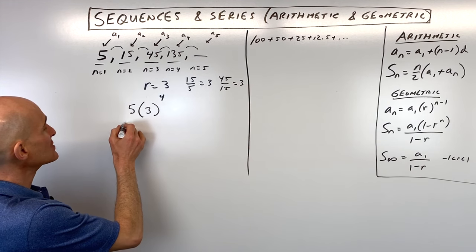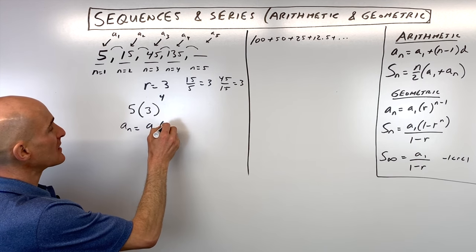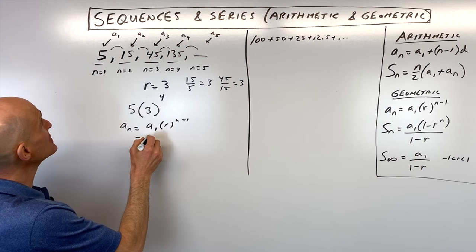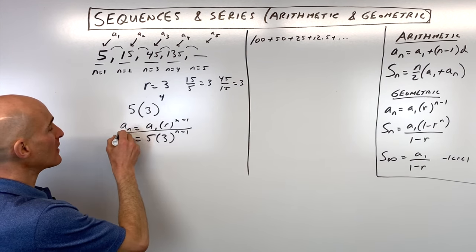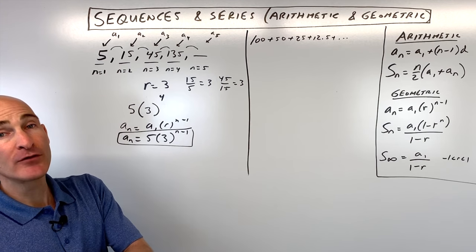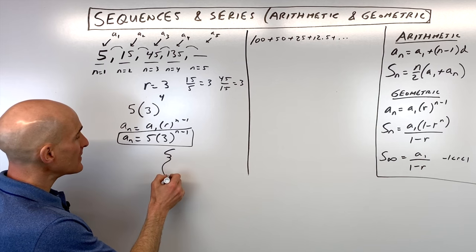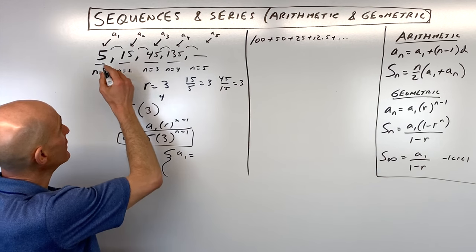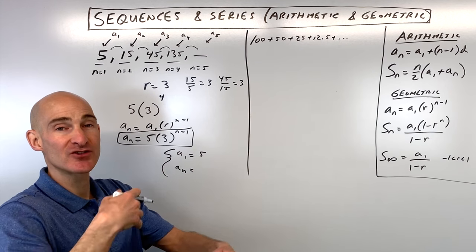So if we were to write this as a rule or a formula, it would be a sub n equals a sub 1 times r to the n minus 1. Our first term we said was 5. Our ratio is 3 to the n minus 1 power, and that's your rule or your formula. Now, if you wanted to write it in a recursive manner, you would let the person know what term you're starting at, which is 5, and then you'd give them a rule for finding that next term, next term, next term.